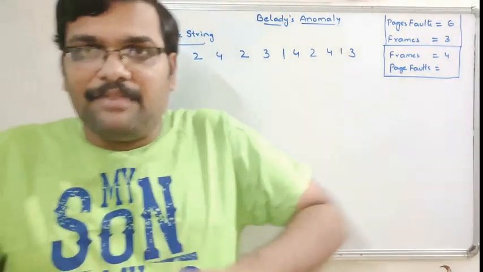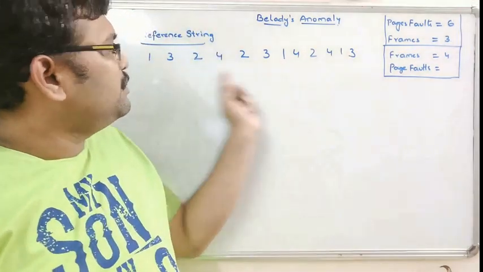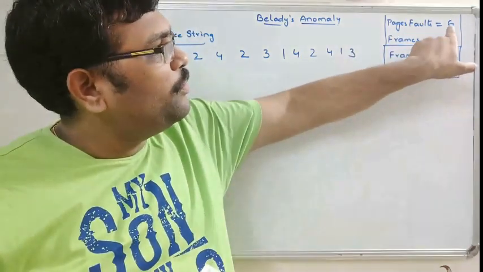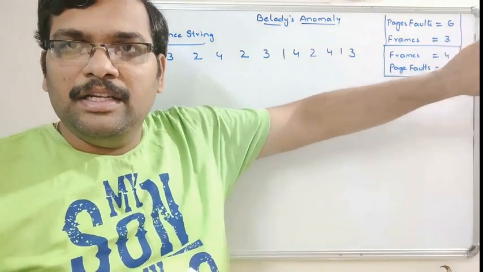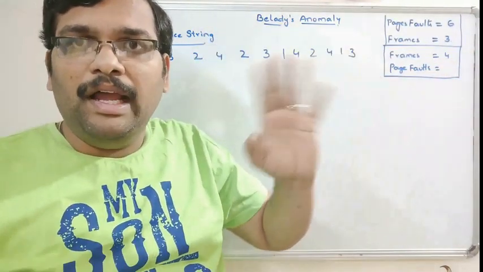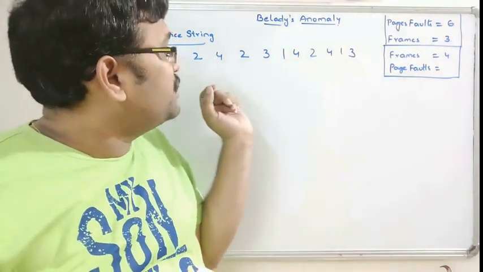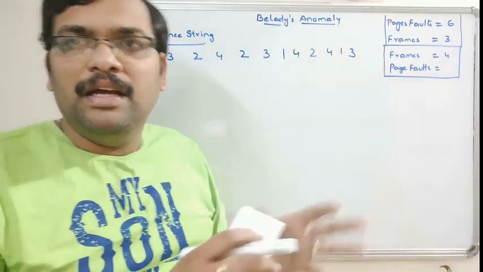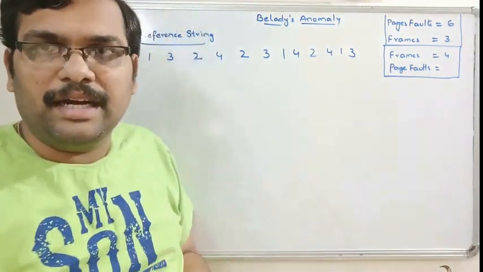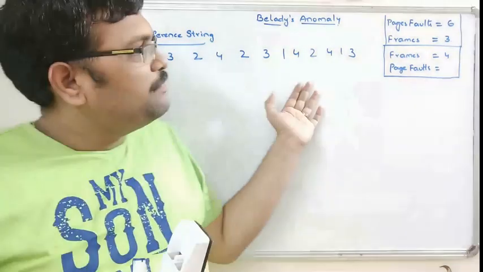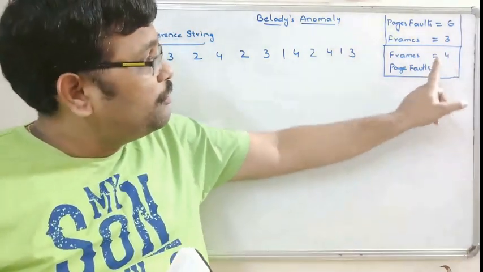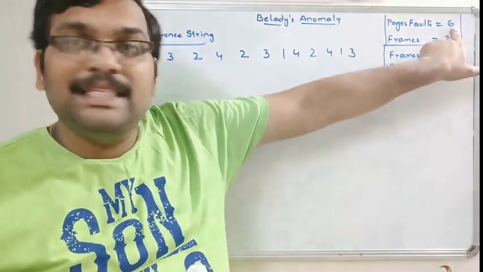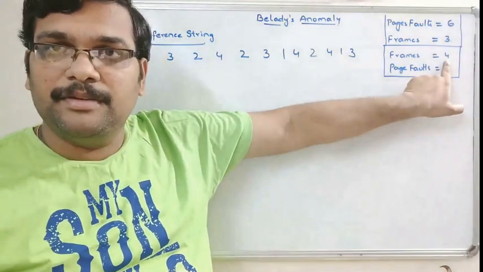So let us check with the reference string. This is the reference string we solved in the previous session. With 3 frames, we got 6 page faults, right? So once go through the video on FIFO and then you will get clarification. I will post the link of the FIFO page replacement algorithm in the description, so you can go through it and understand. Now here we will solve this with the number of frames 4, so that we should get fewer page faults. That means we have to get less than 6 page faults because we are increasing the number of frames, right?